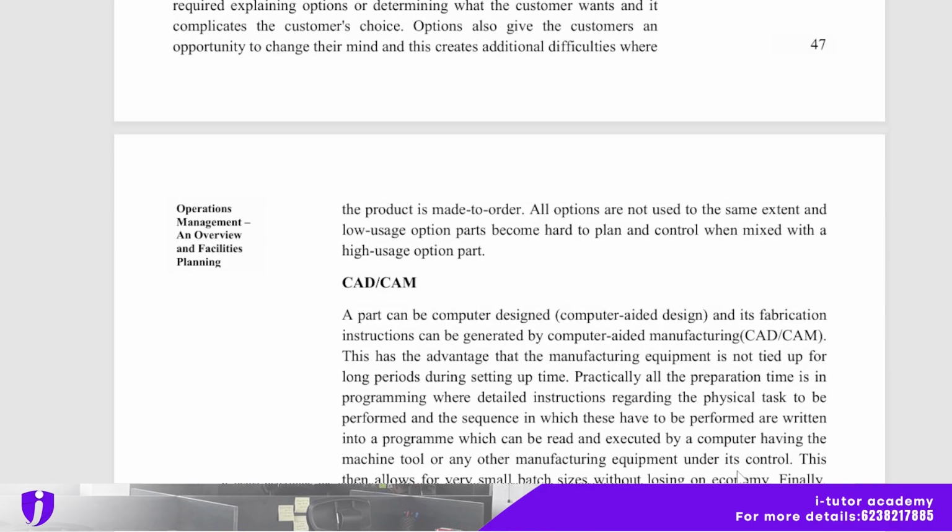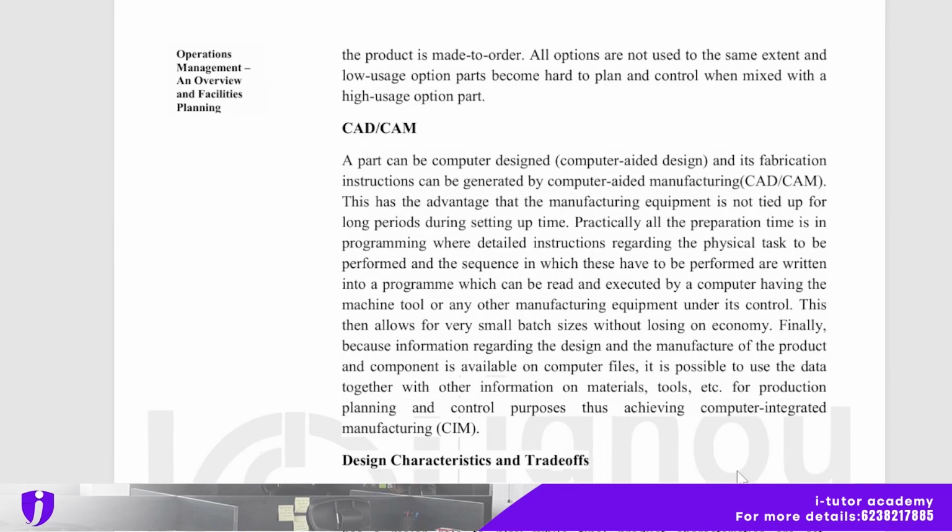CAD or CAM. A part can be designed by computer, computer aided design, and fabrication instructions can be generated by computer aided manufacturing. This has the advantage that the manufacturing equipment is not tied up for a long period during setup time, and practically all the preparation time is in the programming, where detailed instructions regarding the physical tasks to be performed and the sequence in which these have to be performed are written into a program, which can be read and executed by a computer having the machine tool or any other manufacturing equipment under its control.